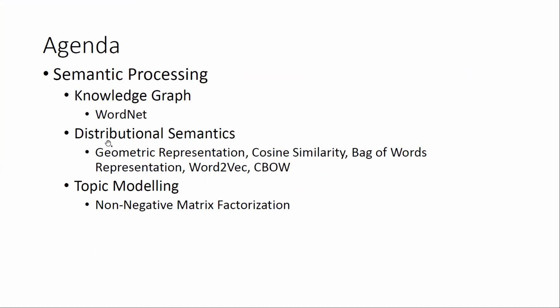We will be discussing distributional semantics, where we will go into the details of geometric representation, cosine similarity, bag of words representation, word2vec, or even CBOW, right? The topic modeling is also one of the very famous topics in the domain of natural language processing. So we will be covering all of these one by one.